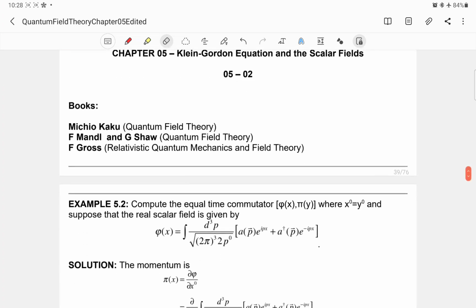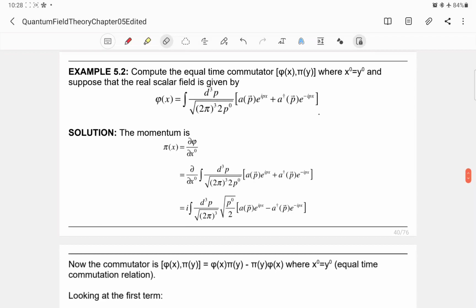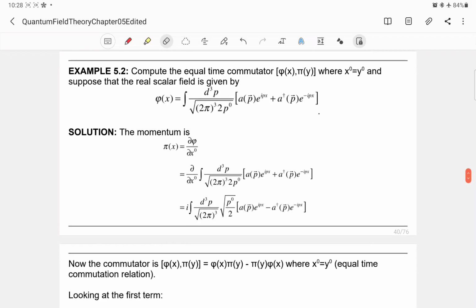So in this lecture, we will start with an example. Suppose that you have a real scalar field given by this one, this phi, a function of space-time. And we will compute the equal time commutator here. But there's a condition that your x0 and y0 are equal.